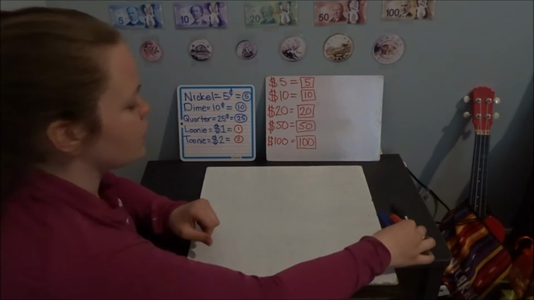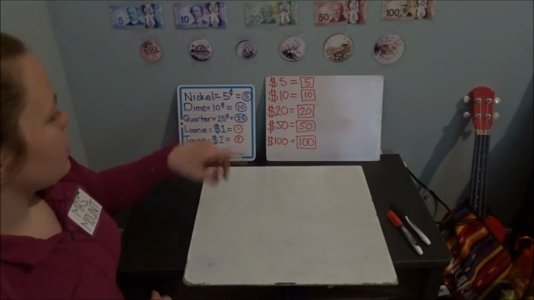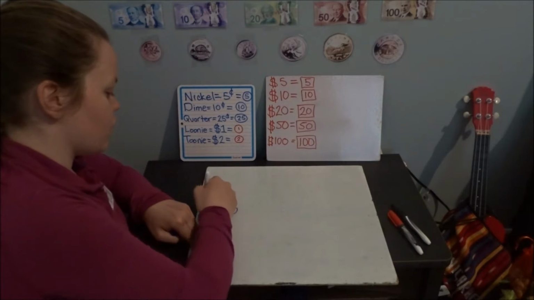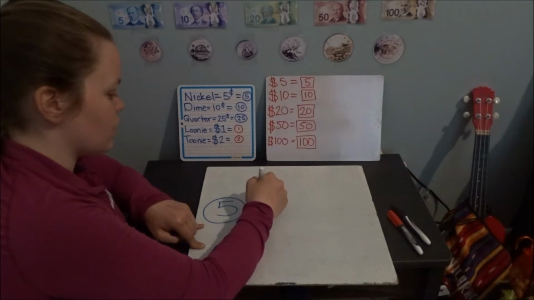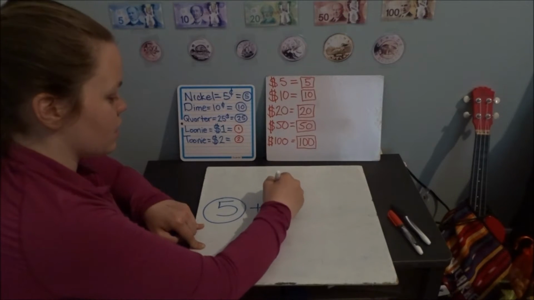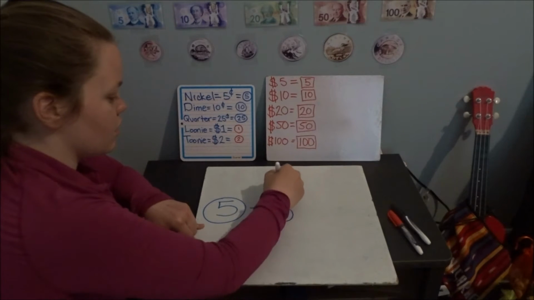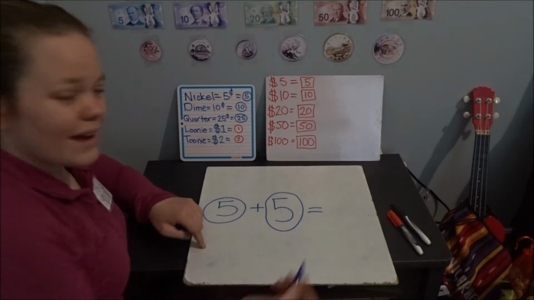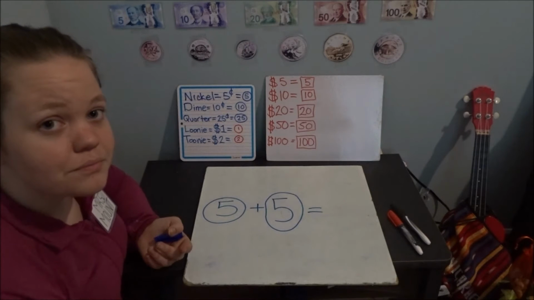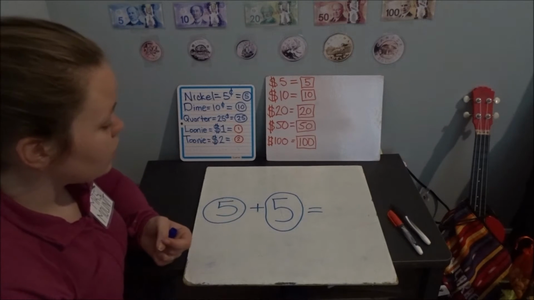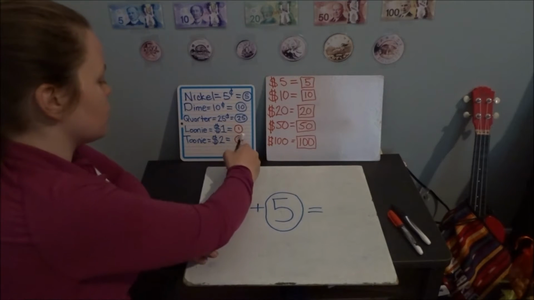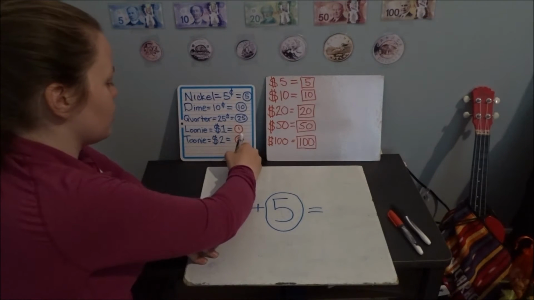Now, first we're going to start with the nickel. So if I had 1 nickel and I added another nickel, how much would that equal? Well, we know that each nickel is worth 5 cents. So we can represent that with a picture.